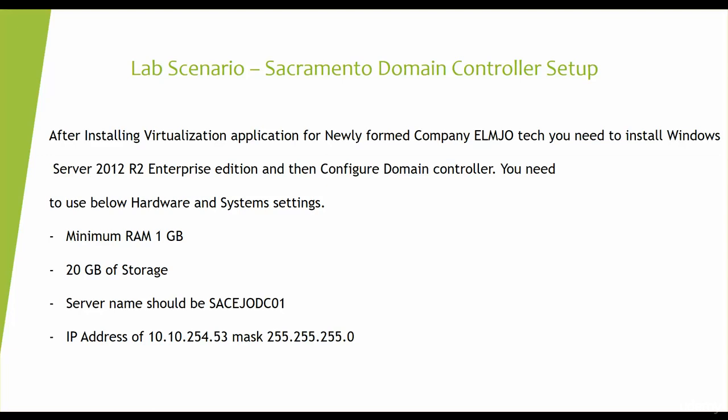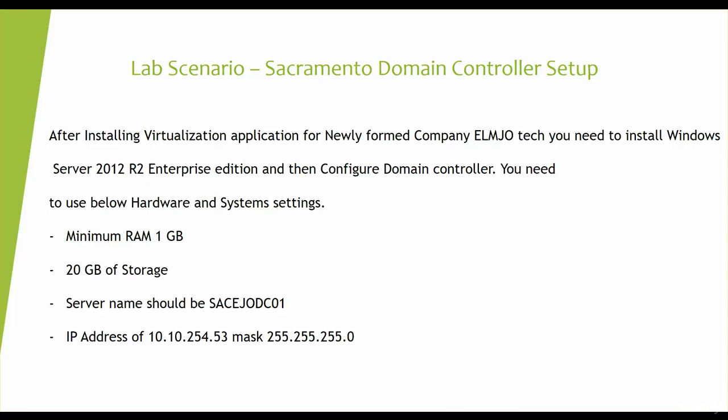After installing the virtualization software for Elmjo company, now we will have to just install an operating system so that we can install our domain controller and then we can install our Exchange server. So as I said in our previous videos, one of the requirements for Exchange server is a domain controller. So in this lab, our scenario is for our Sacramento office, and it tells us to install a virtualization.